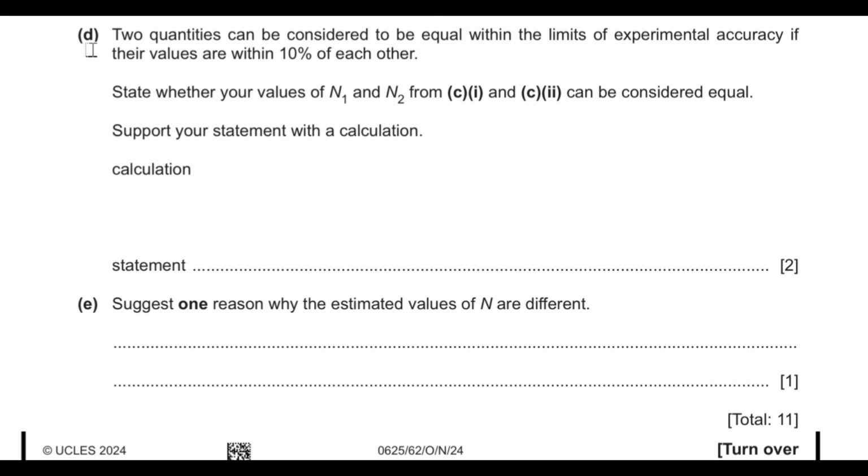D part says two quantities can be considered to be equal within the limits of experimental accuracy if the values are within 10% of each other. State whether your values N1 and N2 can be considered equal. Support your statement with calculation. So the question is saying that two values are supposed to be equal if the difference between them is 10%. So let us see what is the difference between N1 and N2. N1 is 14 and N2 is 12.